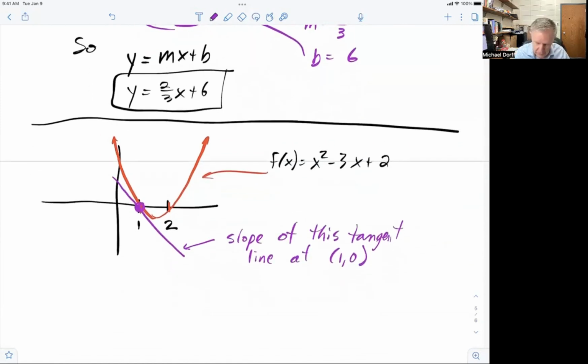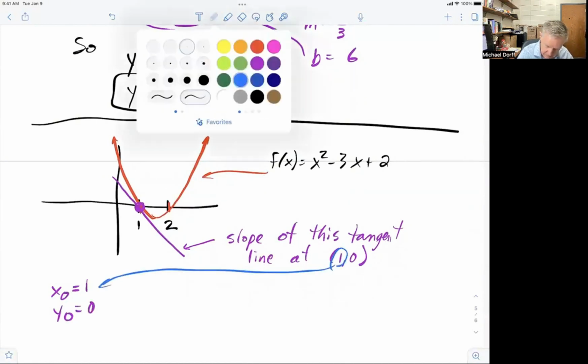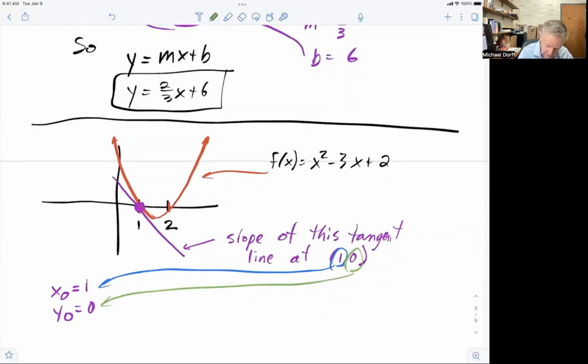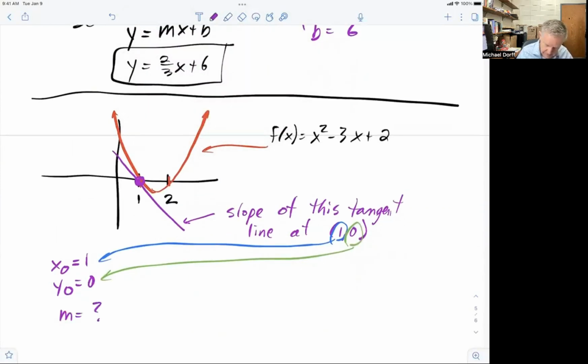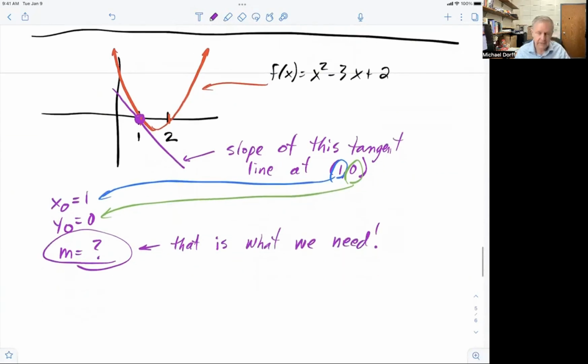All right. We know what the point is. We have x naught is 1, y naught is 0, and that 1 and that 0 come from here. But what we don't know is what m is. That's where calculus is going to come in, because we don't have more than one point on the purple line. We just have that one point at (1, 0). All right, so how do we figure that out?